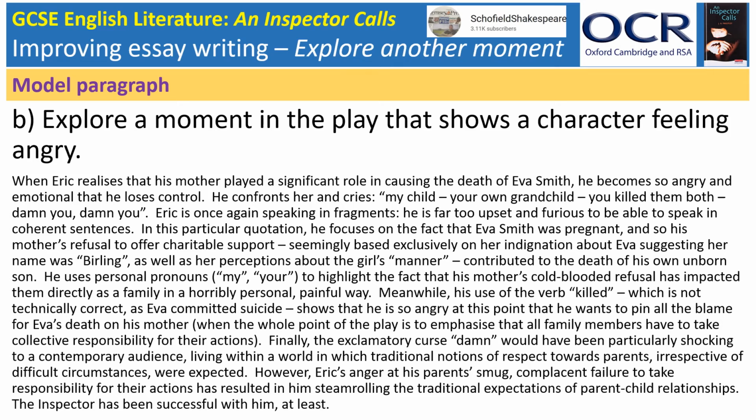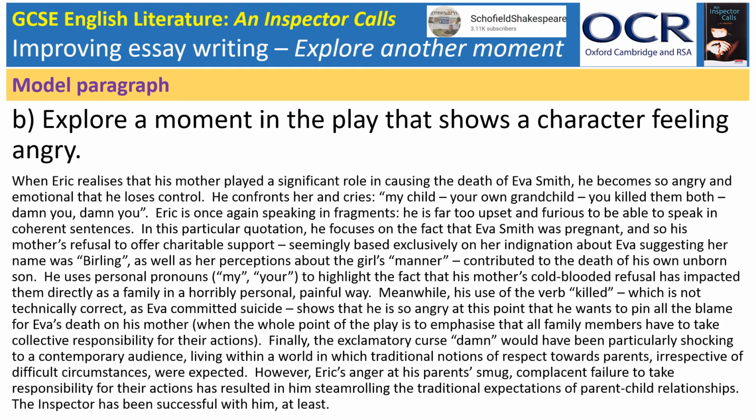Here's my paragraph. When Eric realizes that his mother played a significant role in causing the death of Eva Smith, he becomes so angry and emotional that he loses control. He confronts her and cries, "My child, your own grandchild, you killed them both, damn you, damn you." Eric is once again speaking in fragments. He's far too upset and furious to be able to speak in coherent sentences.